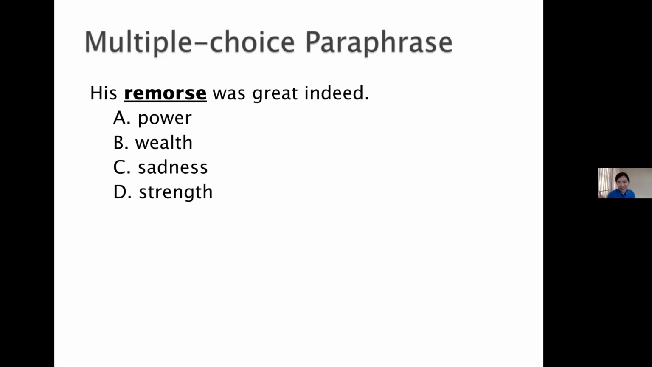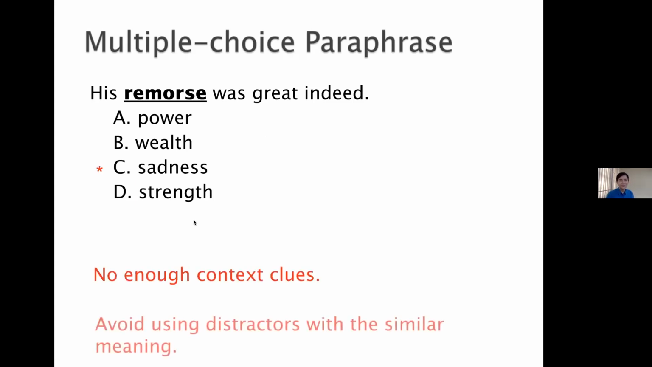But we may need some context clues to help. If we would like to measure the students' meaning recognition skills, that will be all right. But if you want to make it clear, just put some context clues into this. But you have to be careful. The words power and strength have more or less the same meaning, right? So you have to be careful as well. You may change to another word.